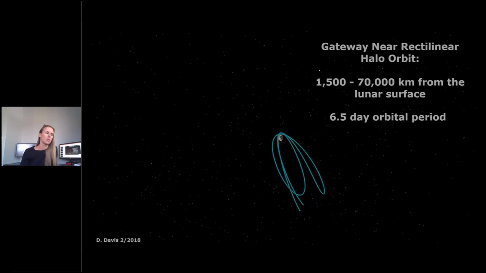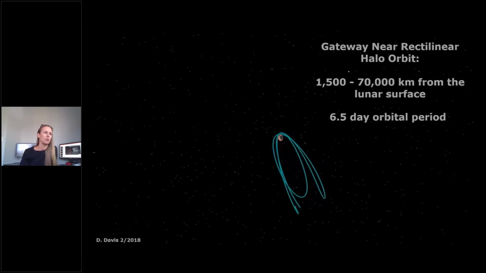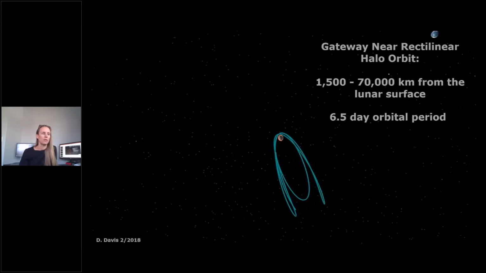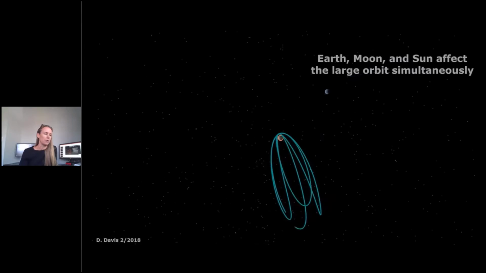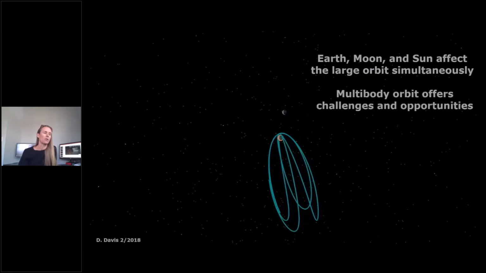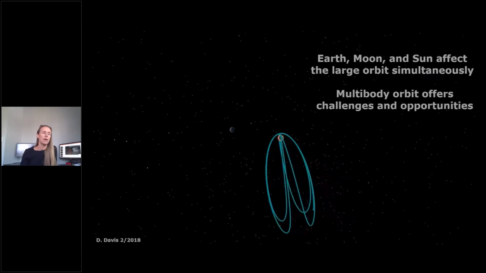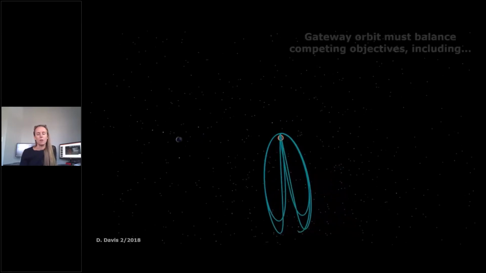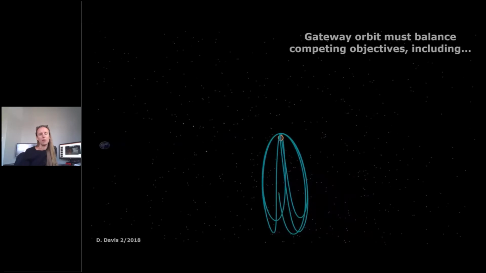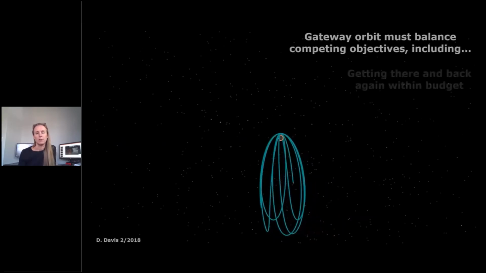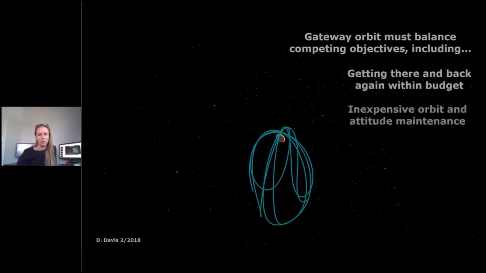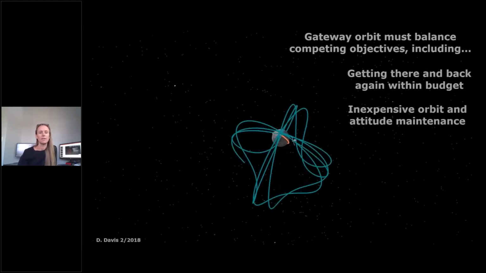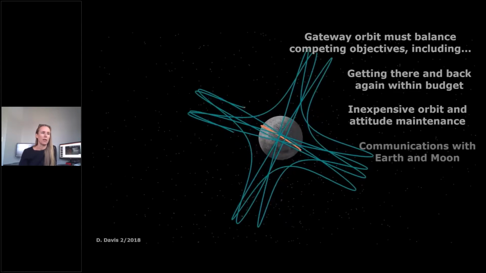Because its orbit is so big and gets so far from the moon, the gravitational effects of the Earth are significant. You can see the Earth is pulling the NRHO away from an elliptical orbit that it would be in if there were no Earth. So the extra gravitational effects offer both challenges and opportunities for mission design to help the Gateway orbit achieve competing objectives. Some of these are letting our visiting vehicles get to and from the NRHO within their Delta V budget. It lets us stay in the NRHO for the Gateway lifetime without expending too much of our own prop.